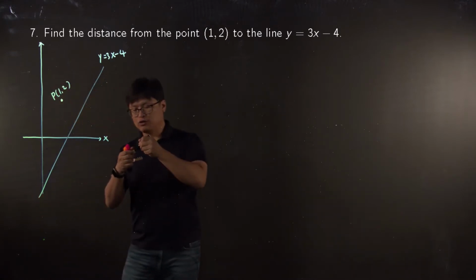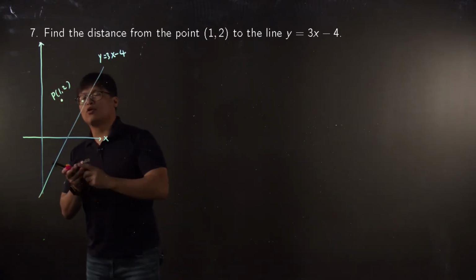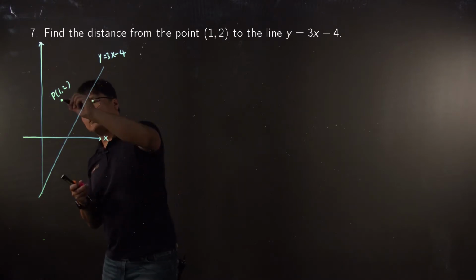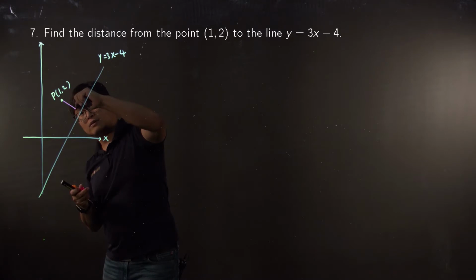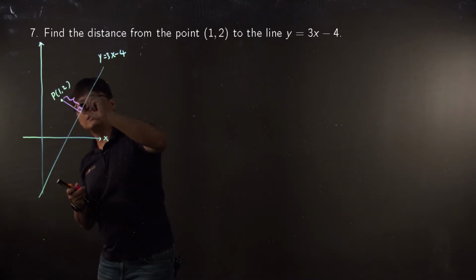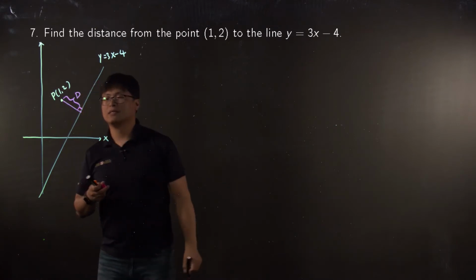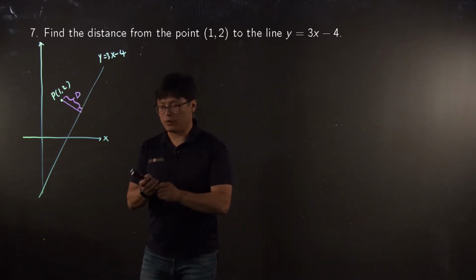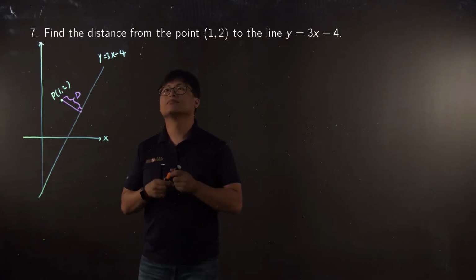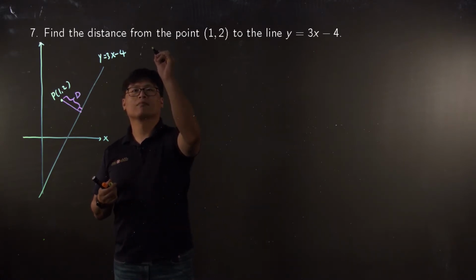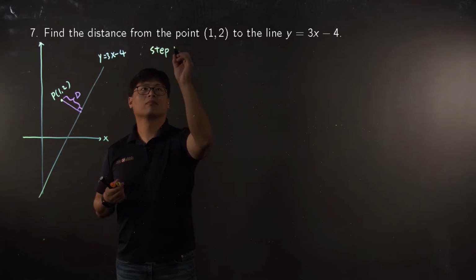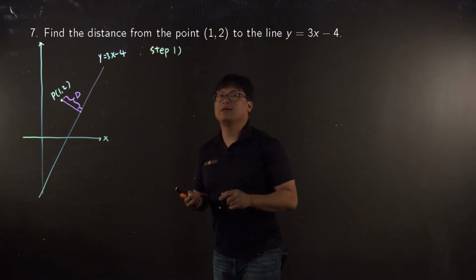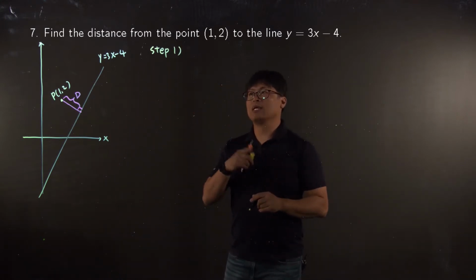So as you understood before, we would like to talk about the distance between this point and the perpendicular foot. This guy. That is the distance D. Is that clear? Now let me show you the 4 simple steps. Step 1: you need to find the direction vector of the given line.